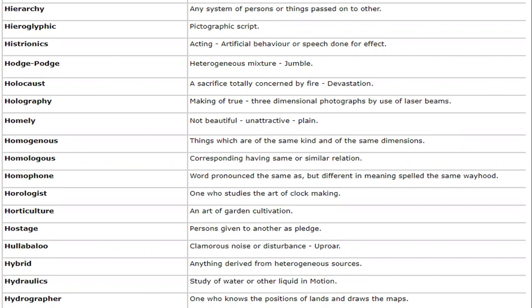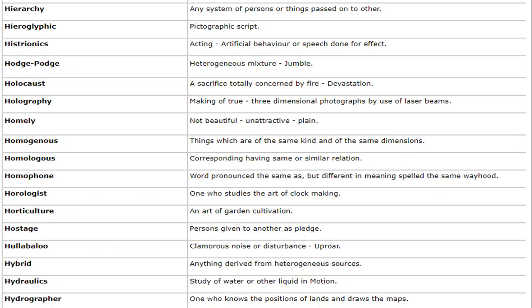Holography, making of three-dimensional photographs with laser beams. Homely, not beautiful, unattractive. Homogeneous, things which are of the same kind and dimensions. Homologous, corresponding to the same or similar relation. Homophones, words pronounced the same but with different meanings and spelling. Horologist, one who studies the art of clock making. Horticulture, the art of garden cultivation. Hostage, person given to another as a pledge.